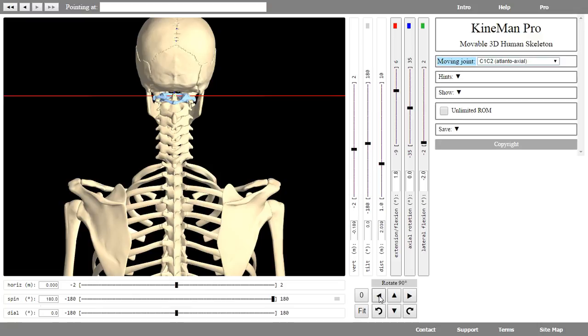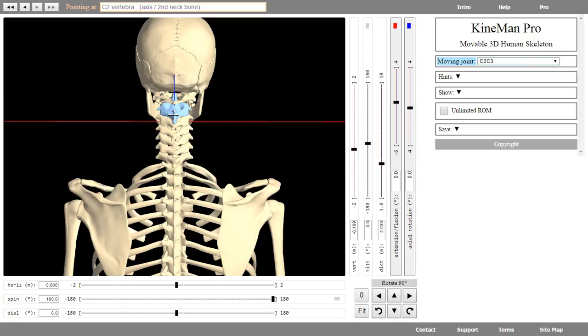So immediately inferior of our atlas, we can find our second cervical vertebra, otherwise known as C2, and also recognized as our axis. You can see it here highlighted in blue. The inferior articular facet of our atlas, highlighted in orange, articulates with the superior articular facets of our axis, and this forms the atlanto-axial joint.